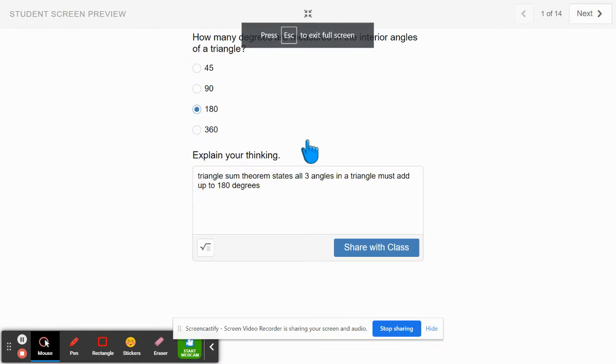So looking at this first problem, I actually already answered it. How many degrees are measured in the interior angles of a triangle? 180. The Triangle Sum Theorem states all three angles in a triangle must add up to 180 degrees. It's very important that you understand that.